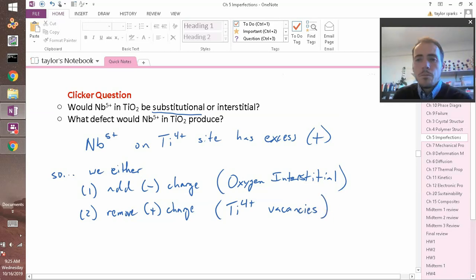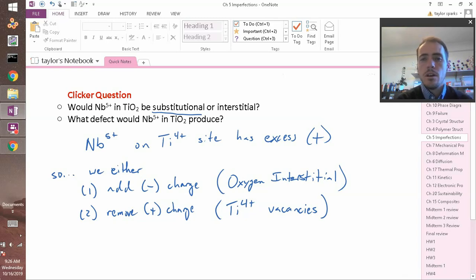So which one's going to be favorable? Forming interstitials or vacancies? Vacancies are always favored, right? Now both are going to happen, but you're going to have more vacancies than interstitials because interstitials require you to cram an extra atom in that lattice, and that's going to be difficult because it's going to push other atoms out of the way. It's going to cost more energy. Whereas pulling an atom out does cost energy, because that breaks bonds and things, but it's generally less energy. So vacancies are almost always favored. Now the problem is, for every one niobium that we put on a titanium 4+ site, that is an excess positive of 1. But if we remove one titanium atom, we remove 4 charges.